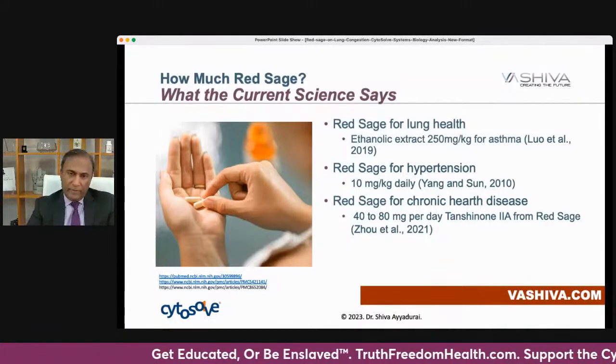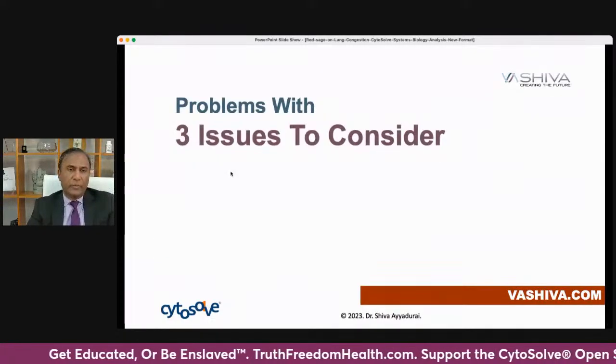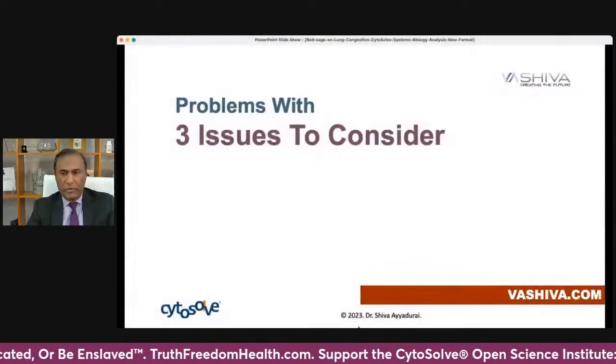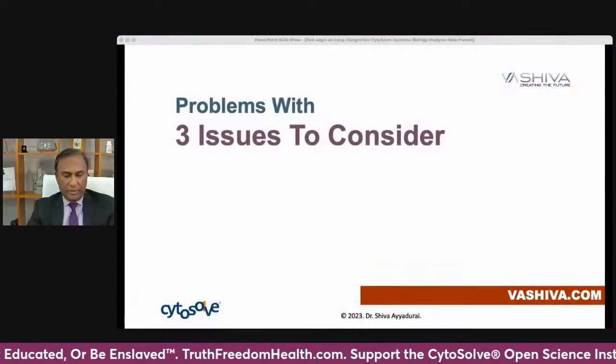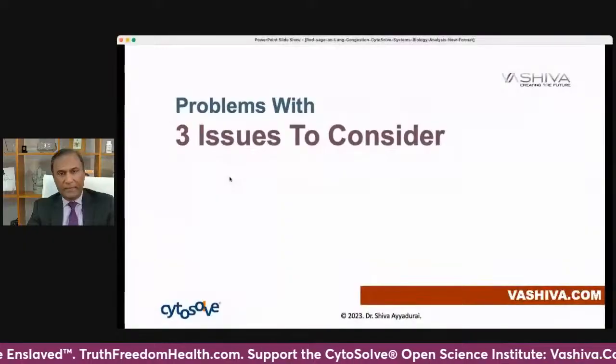Now the three issues we want to consider. Remember, one of the things we do in everything we do, we're not here to take a pro-red sage or anti-red sage position, just like in our movement, we don't take a pro or anti position. We don't support the left or the right. This is the problem we're in, because everyone wants to find a quick fix. So when I talk about red sage, there are also some issues you should consider, so you don't think this is some panacea for everything.